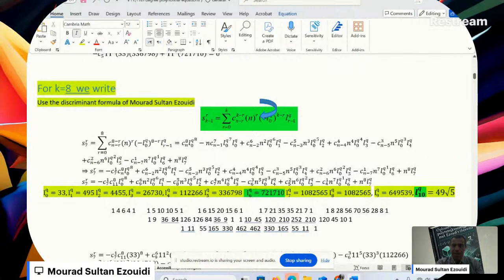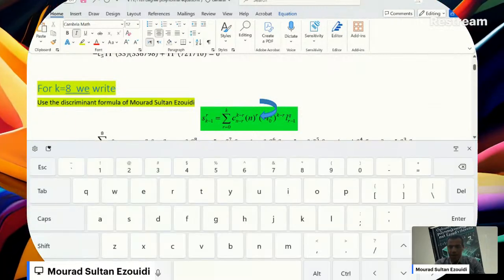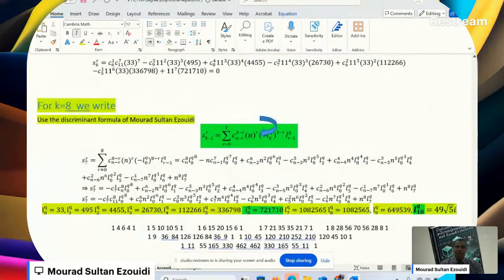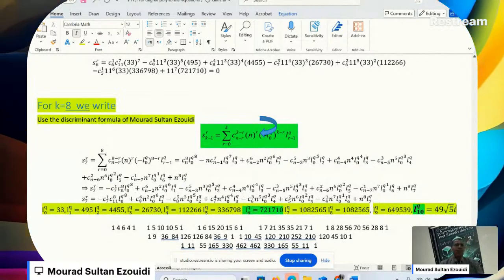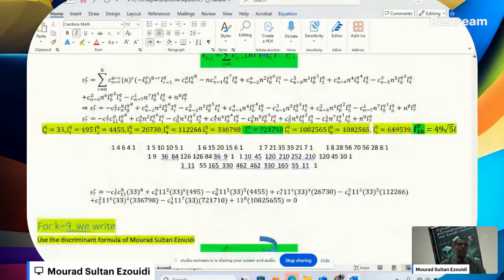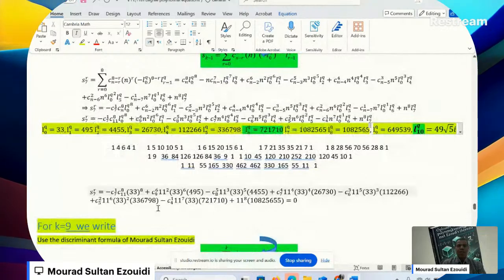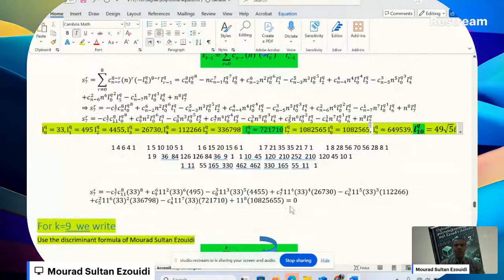To find S7, just use again the Ezouidi theorem and put k equal 8 to obtain S7. So S7 here is written in its lowest term, the last one, you see this one. Now make substitution and you find that the value of S7 is going to be equal to 0.